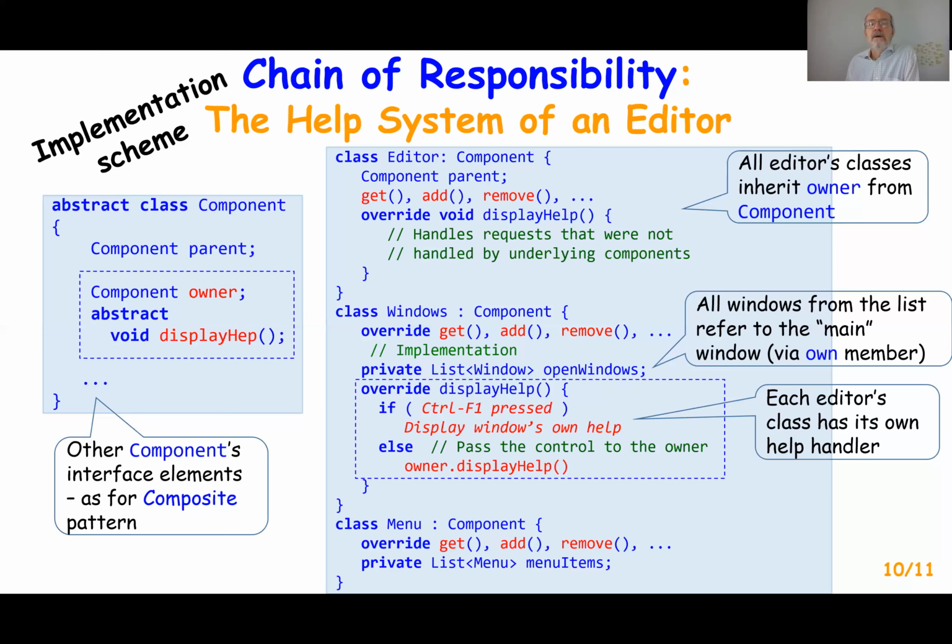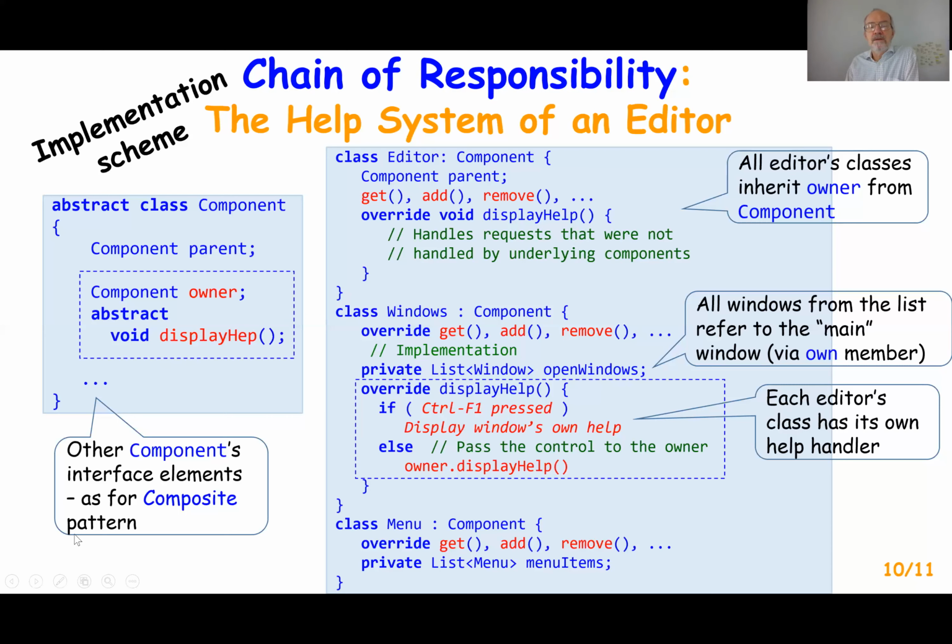If this class or instance of that class gets some other request different from Control F1, simple F1 in our example, then it decides that this request is not for me, and it just passes the control to the owner. Simply speaking, it calls display help from the owner, from the component which is the owner of that class. So this is the key point.